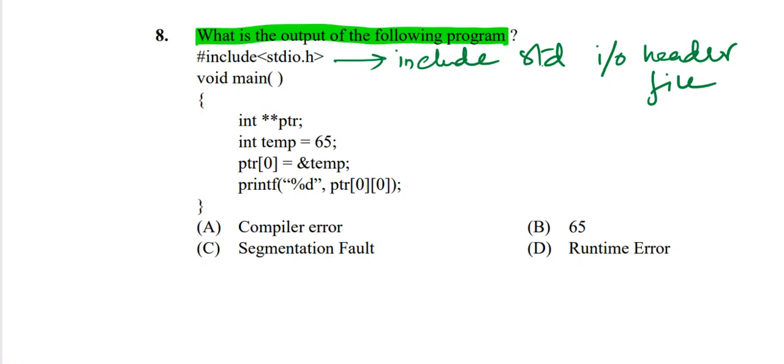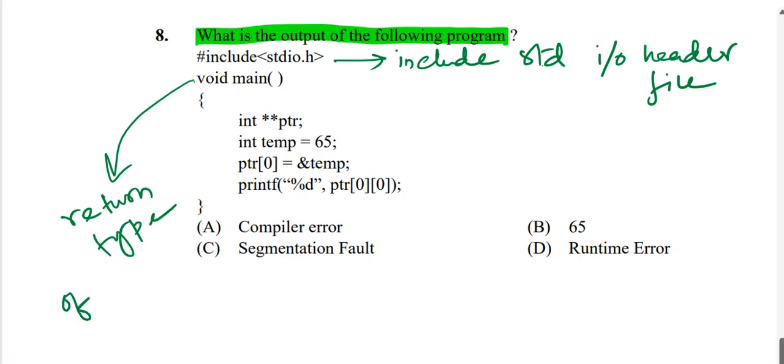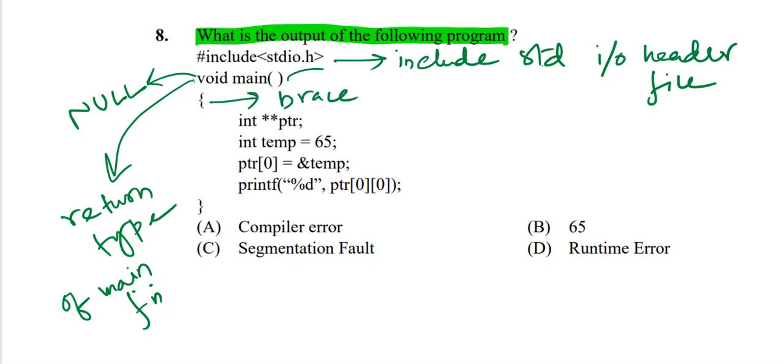That means the main function has return type void, which is the return type of the main function. What is the meaning of void? That means null. Okay, so in this program, this bracket will be called a brace, the second bracket, and the first bracket will be called a parenthesis in C programming.